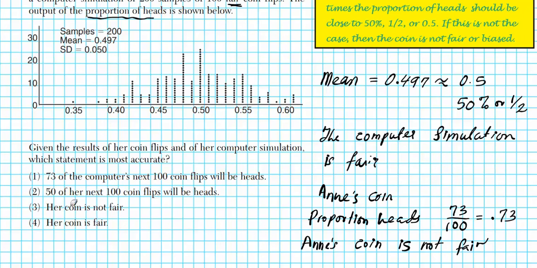Option 3, her coin is not fair. Absolutely. It's skewed in the head direction because after 100 flips, her result was not close to 50-50. If it was close to 50-50, then her coin would be fair. But in this case, it is not fair because she had 0.73, 73% was heads. That's way too much. So eliminate option 1, 2, and 4. The correct answer for number 7 is 3.